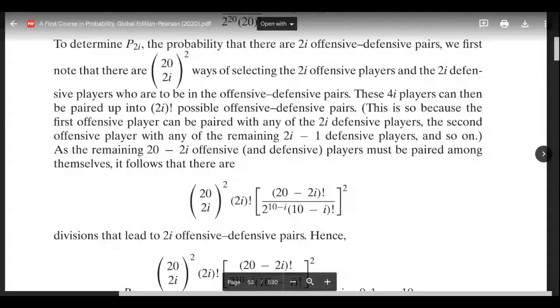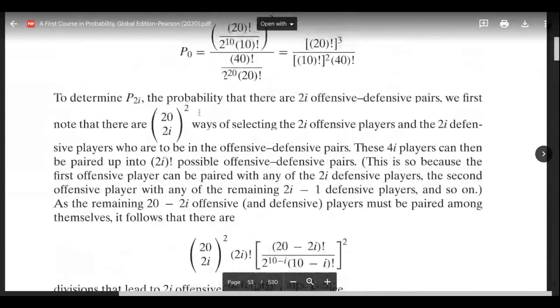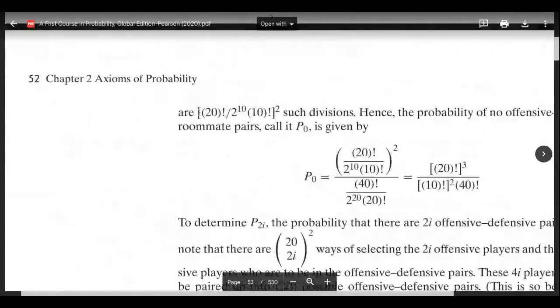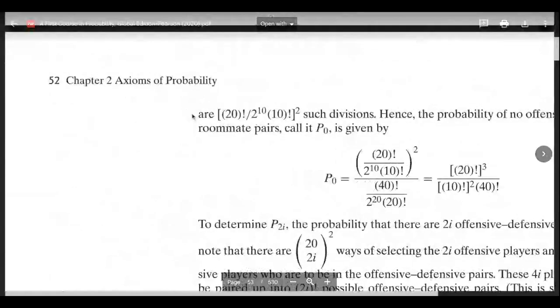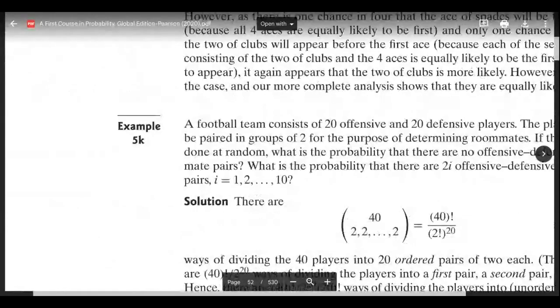Okay, any comments? Oh, this is 2.5? Oh, okay, sorry, hold on one second. Yes, that's 2.5. Hold on. 2.5, question 5K.